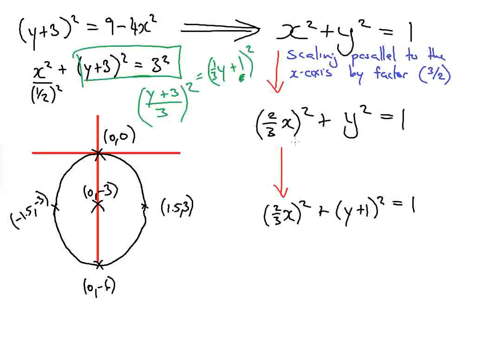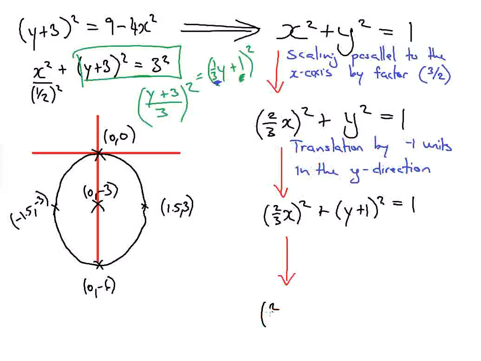So what's this? This is a translation by -1 units in the y direction. And now we've got to deal with the other part here, this 1/3. So we do one last step. So this is still 2 over 3x all squared plus, and now we scale y. And we need to scale it by a factor of 3, so we multiply by 1 over 3.